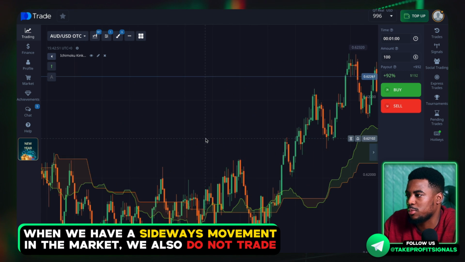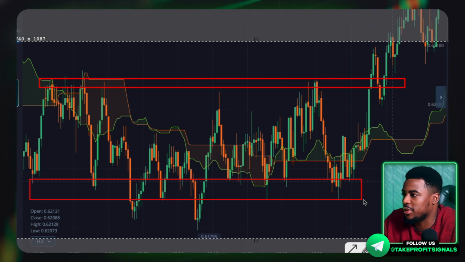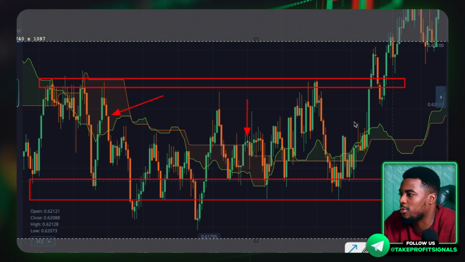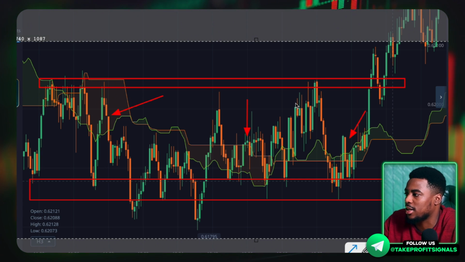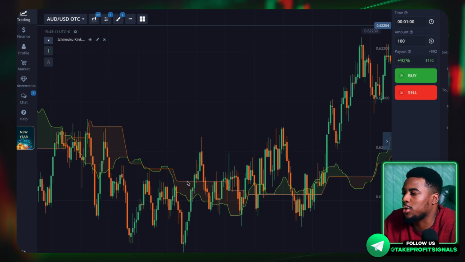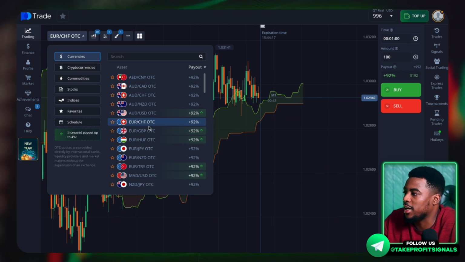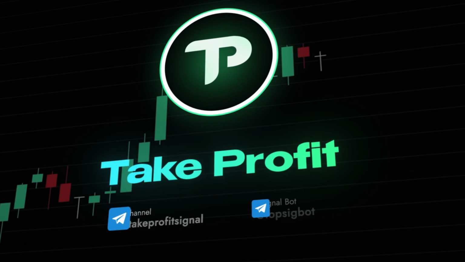When we have a sideways movement in the market, we also do not trade. Unfortunately, no one will tell about it except me. But here we have a sideways movement, and just look how many interactions and crossings of price and indicator we have here. Here we will not get a signal at all and will not earn anything. Therefore, when something like this happens on the market, we also skip it. Now I will find you an example on which you can trade, and we will enter the first trade.